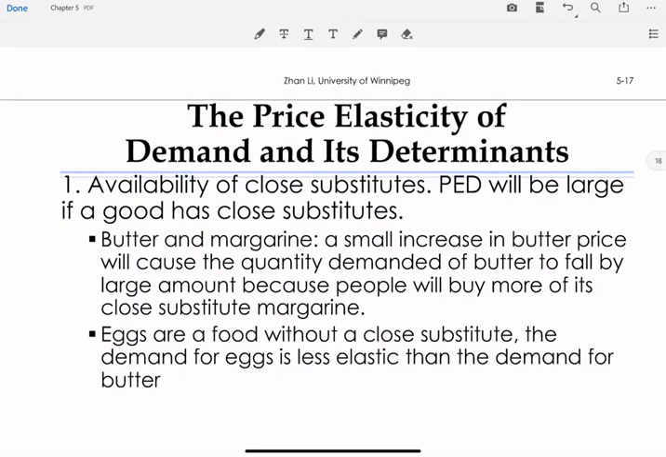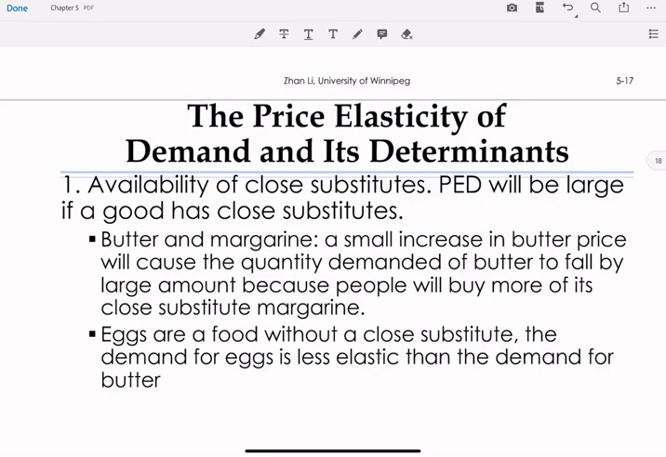So if there is a small increase in butter price, then you should imagine that a lot of consumers will actually instead choose to buy margarine, right? In this case, the demand of the butter will actually suffer a lot. So you can imagine that the demand for butter is very elastic because margarine can serve as a close substitute.